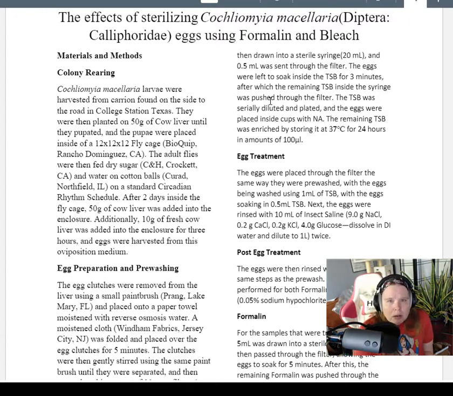Eggs were left to soak inside the TSB for 3 minutes. Okay, so that's good. Again, write out numbers under 10. TSB was serially diluted and plated. What was it plated on? So it was specifically plated on blood agar.